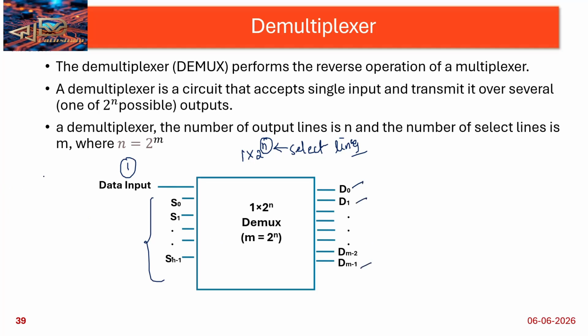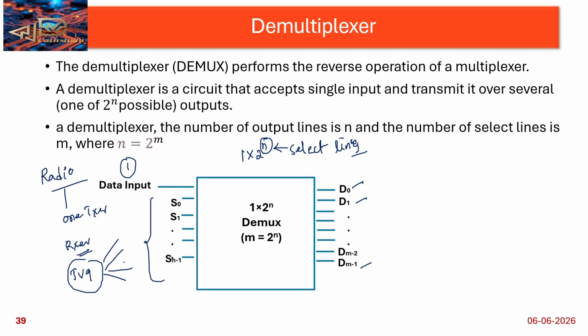What is an example of demultiplexer? Suppose a radio: you can consider only one transmitter, but receivers are many. While listening to the radio, we have many receivers. That is a demultiplexer example. Similarly, broadcasting: TV9 is one single channel, but receivers are many. One channel is there, but receivers are many. That relates to demultiplexer.